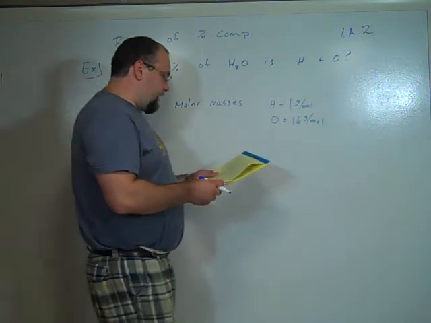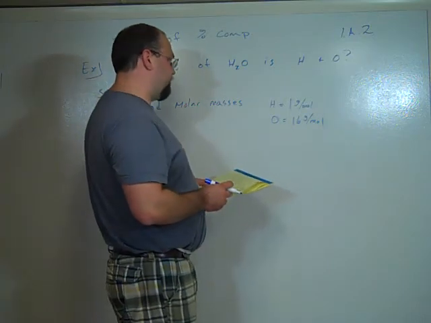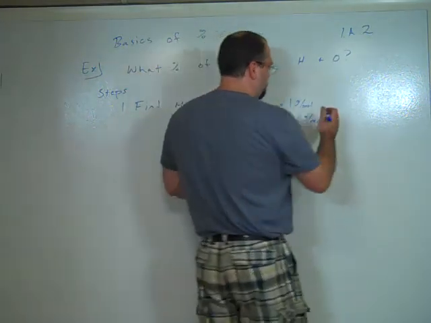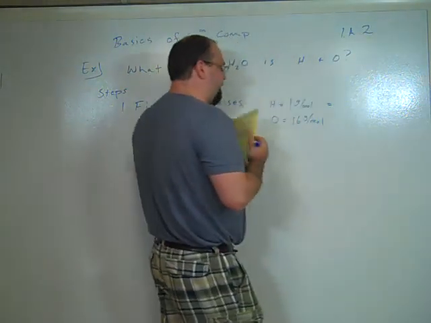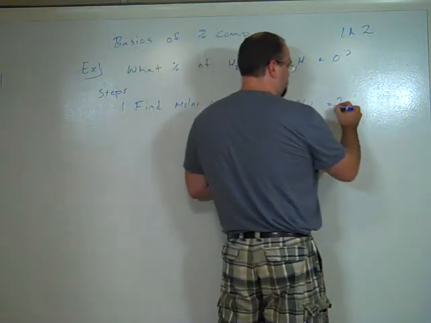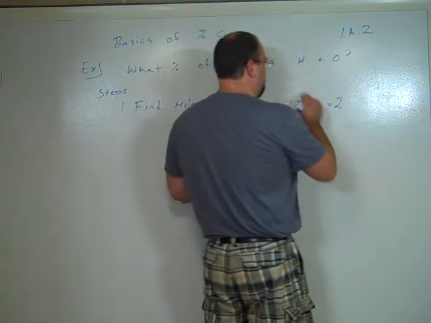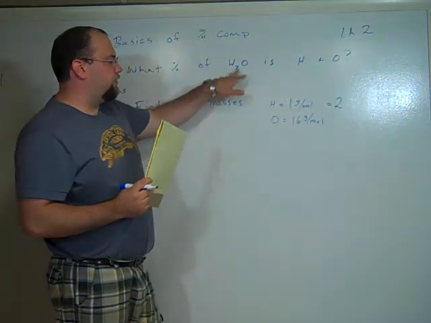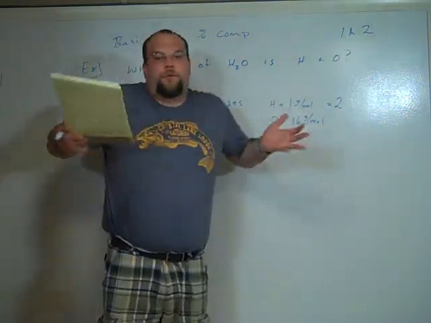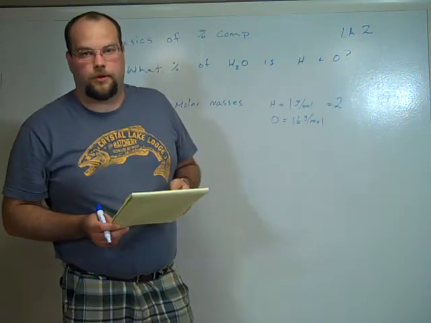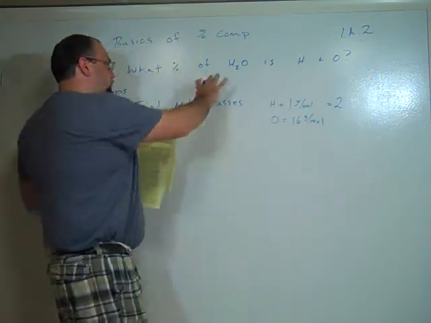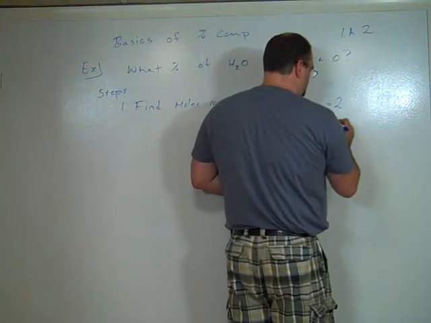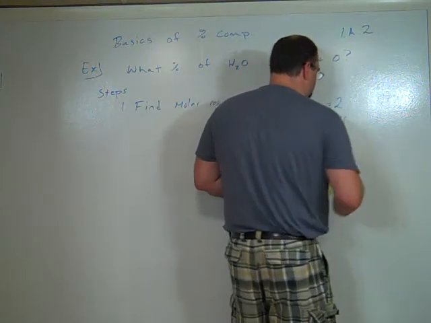It's really important to realize that since I have two hydrogens, the total mass of hydrogen in the compound is going to be 2, because I have two of them. So it's H2O, and I need to multiply by 2 to say how many grams of hydrogen are present. So I have 2 grams per mole, or 2 grams essentially, and here I have 16.